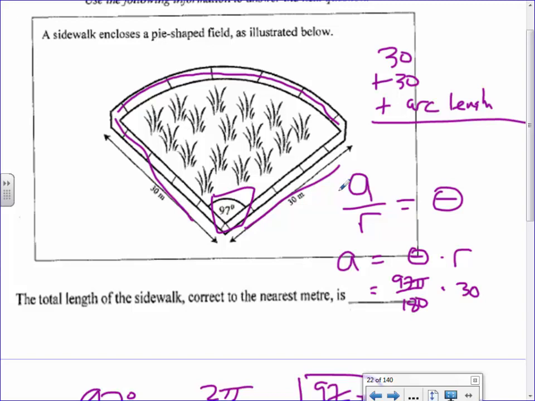So if I have to round that to the nearest meter, it means that around this edge right here was 50.789 dot dot dot, but let's call it 51 meters. So the final answer would have been 30 plus 30 plus 51, which would be 111. But that's because we were allowed to round.